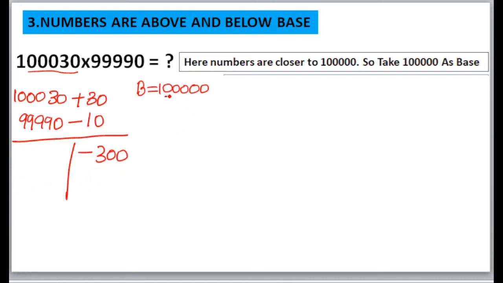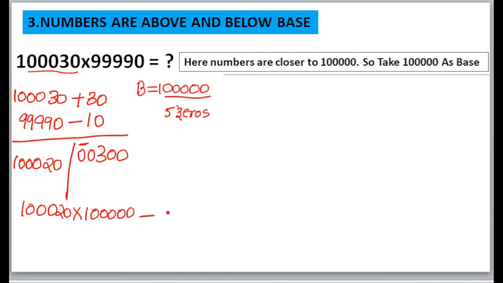And your base has 5 zeros. So you need to add 00 behind 300. Then your LHS is 1,30,000 minus 10 is equal to 1,20,000. So your answer is 1,20,000 into 1 lakh minus 300.